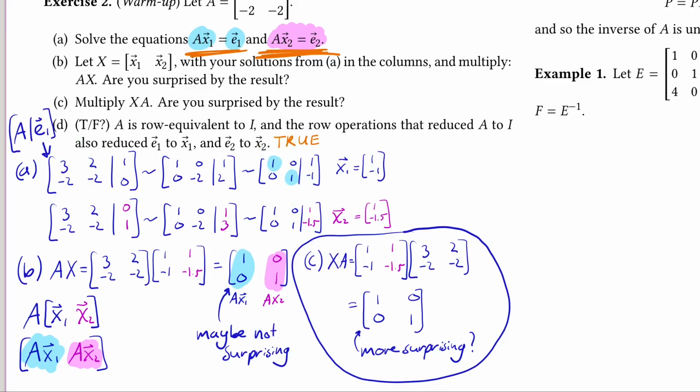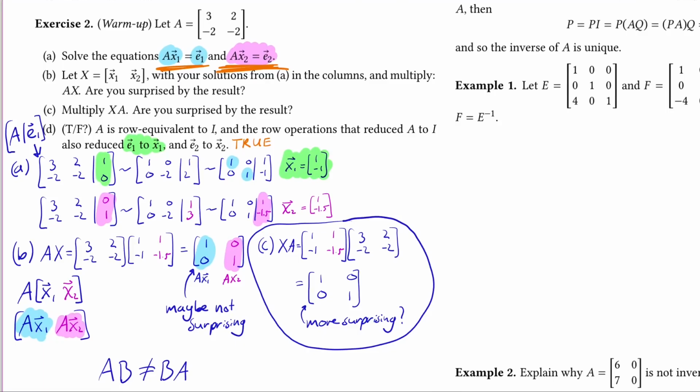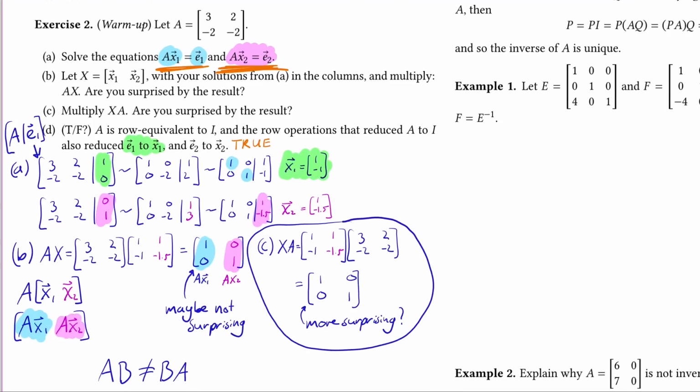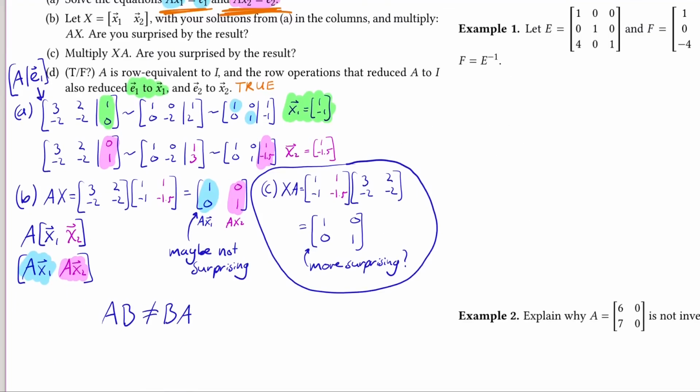Yeah, we did that. And the row operations that reduced A to I are the row operations that tell you how to get the solution, x1 here. That reduced E1 to x1, right? And these row operations likewise reduced E2 to x2, and that's how you solve that equation. So that was a preview for the reasoning we're going to use later on in this section. And in the next video, we will look at what inverses are and what are some basic things we know about them.